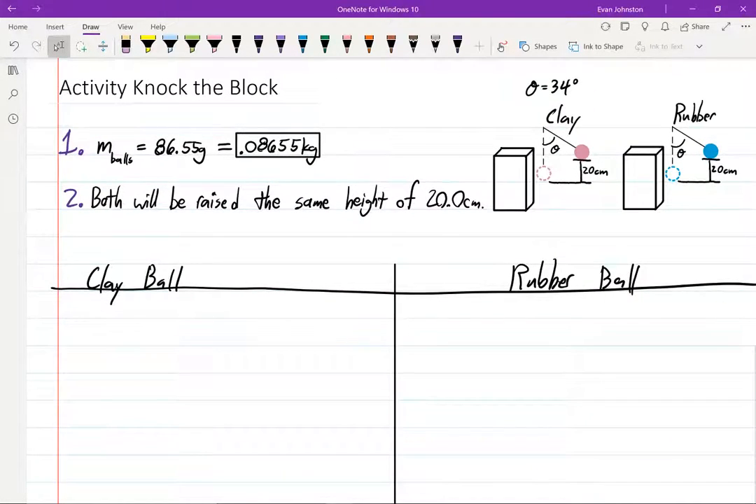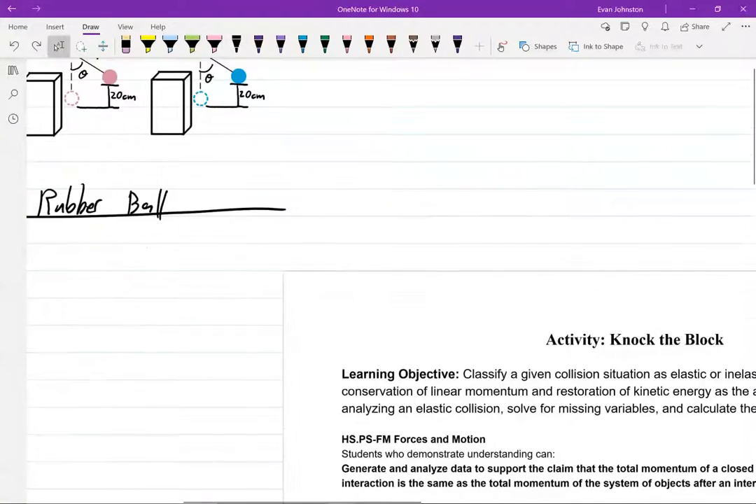Part 1 is just asking, what's the mass of the clay ball and the rubber ball? They both have the same mass. I plopped them on a scale. They gave me this in grams. I moved the decimal 1, 2, 3 spots to the left to turn it into kilograms. Golden, we're done.